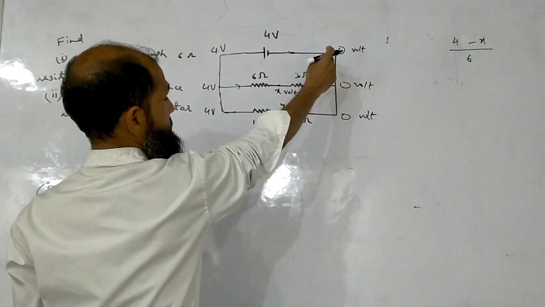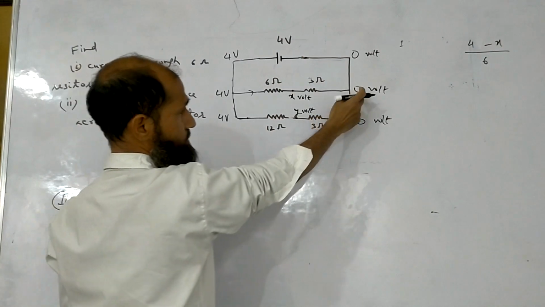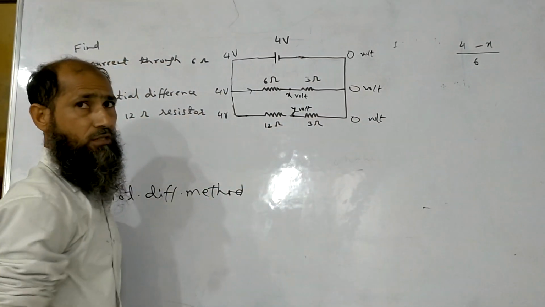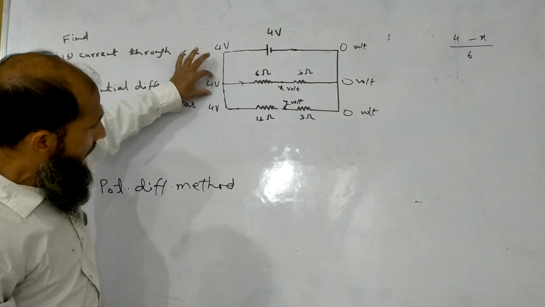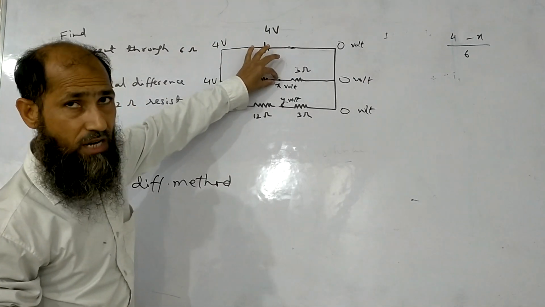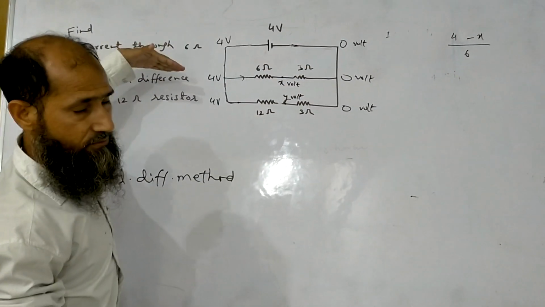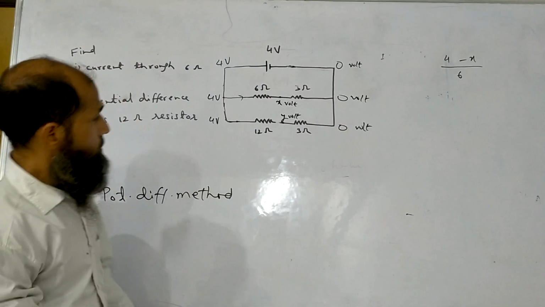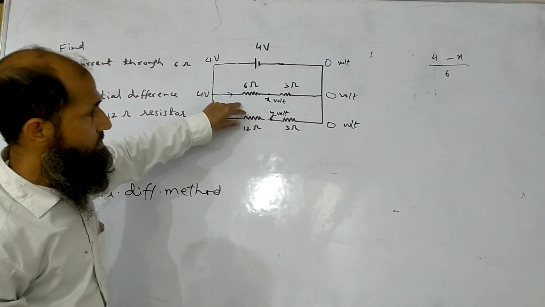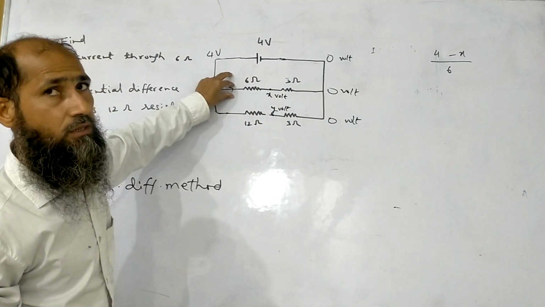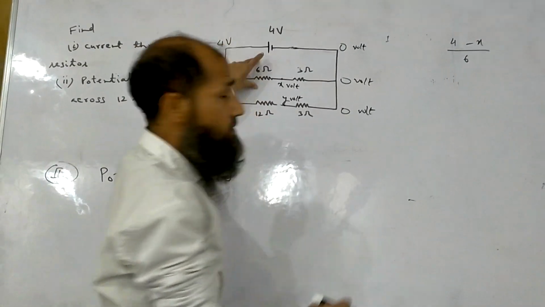Because here the potential we have considered is 0, then 4 volt is the potential here, and the potential difference is 4 volt. Here we have considered 0 volt, 4 volt, 0 volt, 4 volt. Now see, this is at high potential, and this must be at low potential, and this must be at further lower potential, so that current will pass from higher potential to lower potential. That is why 4 minus X. So 4 minus X divided by 6, that is the current through this one.